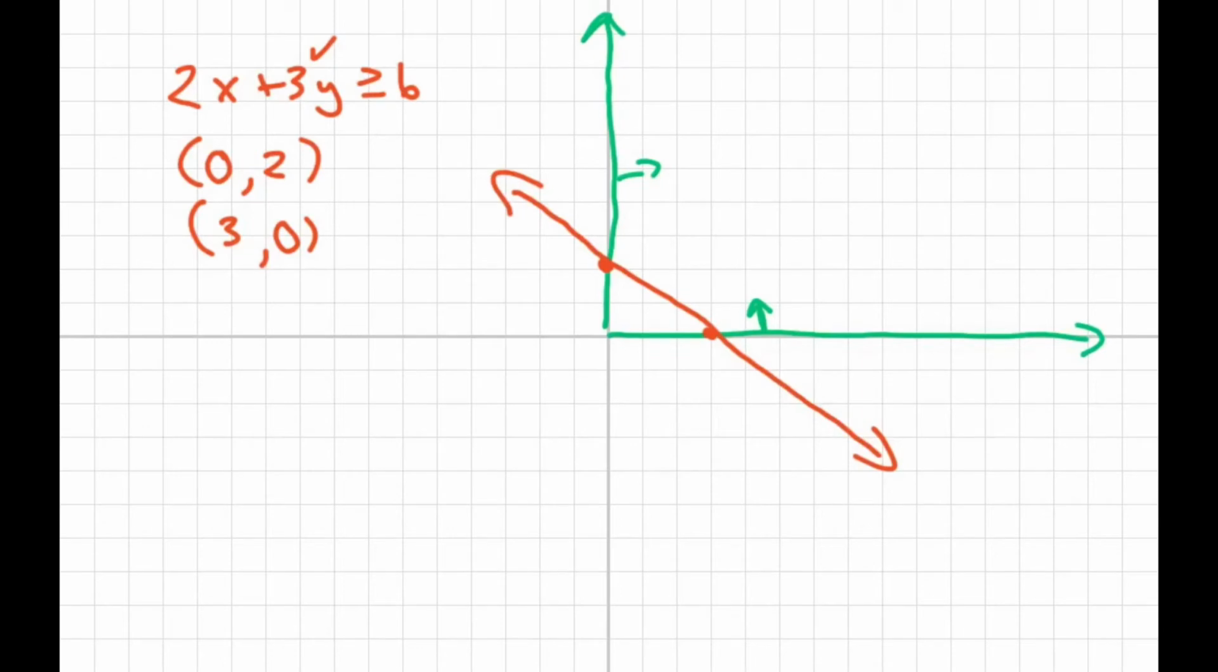All right, and the next one we have was x plus y is less than or equal to 8. This one's easier. When x is 0, y is 8. And when y is 0, x is 8. So we're going up to 8. 3, 4, 5, 6, 7, 8. Graph that.